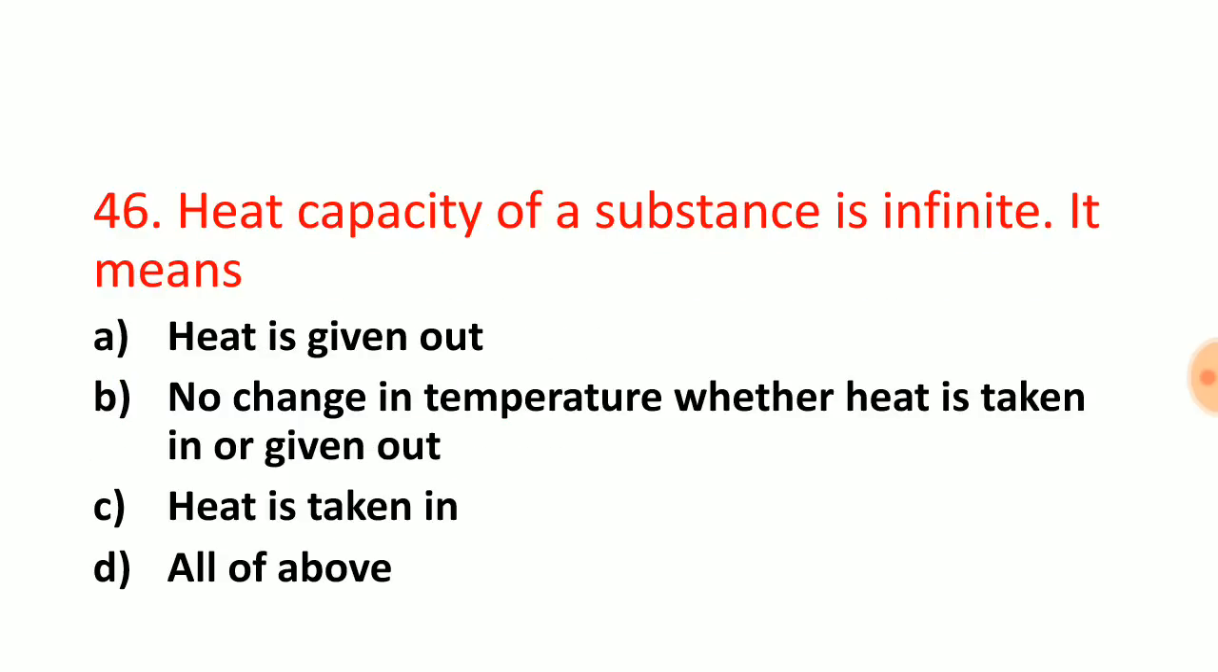Question number 46. Heat capacity of a substance is infinity. It means that if some substance has infinite heat capacity, no change in temperature occurs if we take in or give out any amount of heat, because infinite capacity means it has a very large amount of heat. So its temperature will not change by taking in or giving out some amount of heat. For example, the sun: its temperature will not change whether it gives heat to another body.